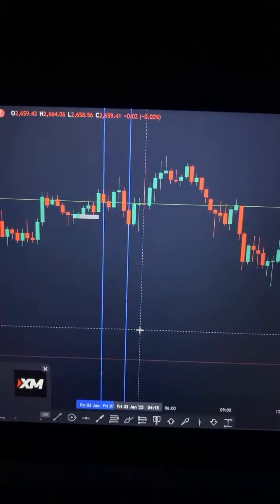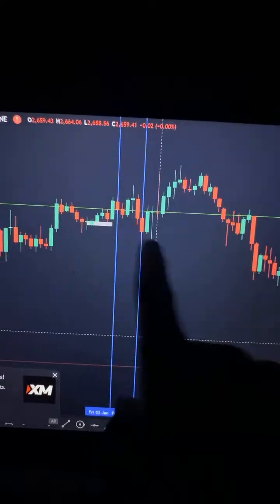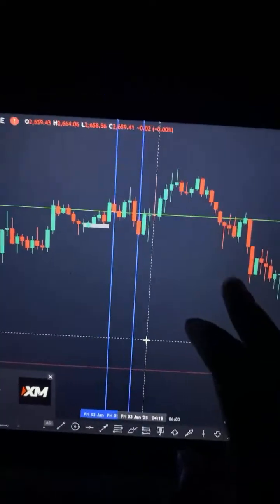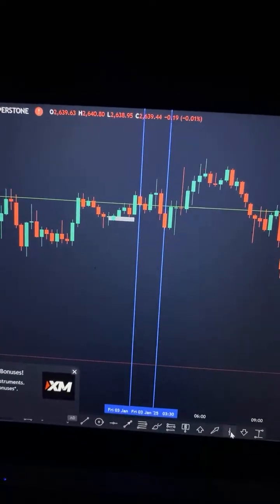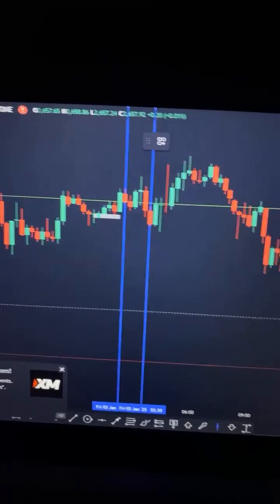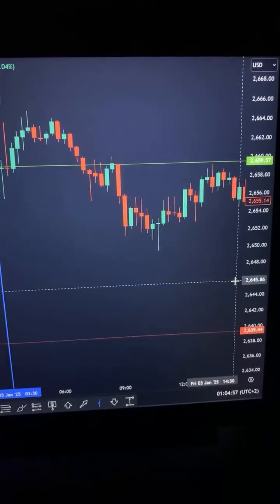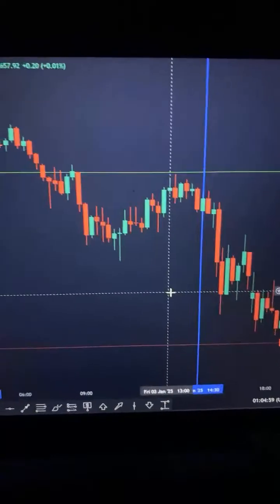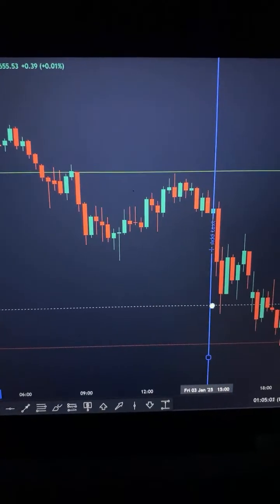Same thing applies. Let's take a look at this one. It said that during Asian session we were looking at selling. So let's go and take a look at what happened at half past three.